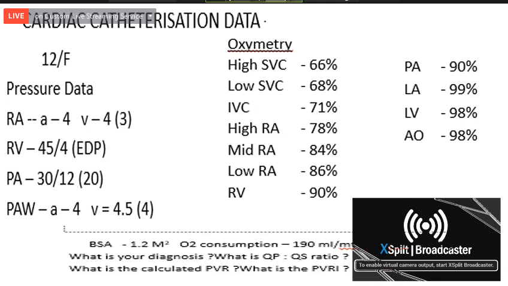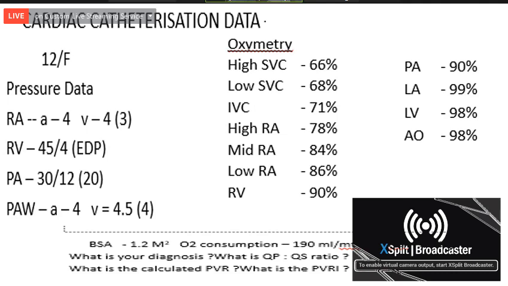Is there a gradient across the? Gradient is there, sir. RV to PA gradient. There's a gradient across the RV outflow. What does that mean? Maybe infundibular stenosis or pulmonary stenosis. Okay, well, you had better be diplomatic about whether there's a gradient across the RV outflow.